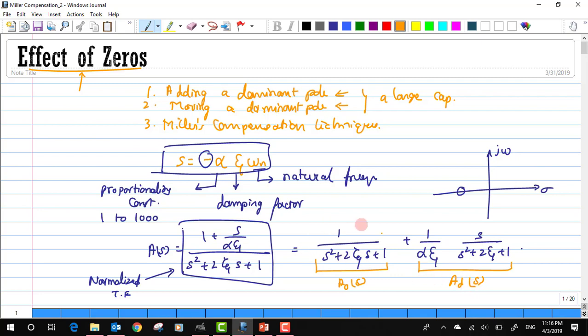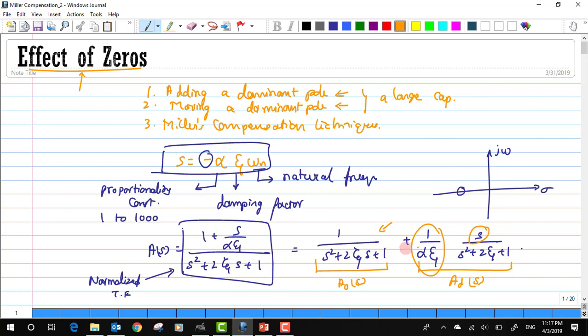Now A naught of S is nothing but our normalized second order LTI system, which contains two poles. Whereas the second term, when we take a closer look, almost reflects an identical expression to what we had in A naught of S, except for two terms. The first term being 1 upon alpha times zeta, and the second term is the factor S that is sitting at the top.